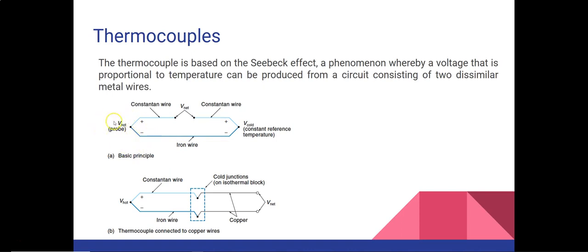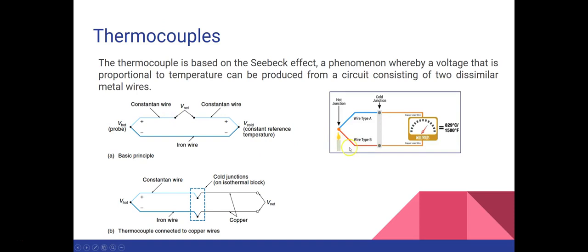Now here one junction is called a hot junction, and the other junction is kept at some reference temperature, and it is called a cold junction, or we can say a reference junction. Now from here, center portion, the net voltage is basically calculated based on the two voltages created due to hot and the cold junction.